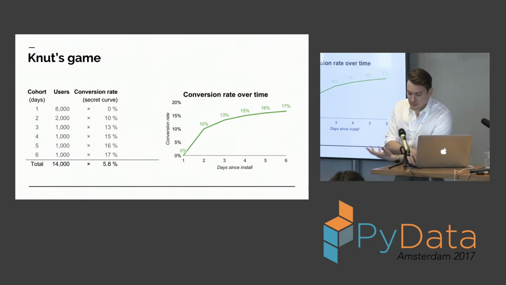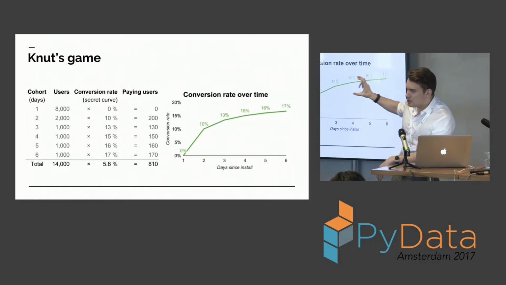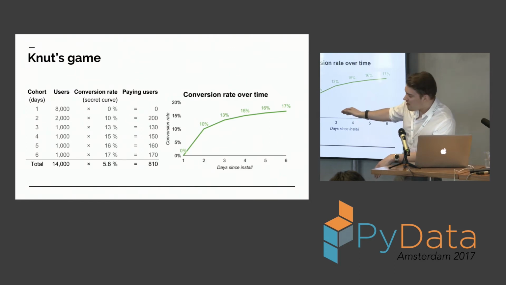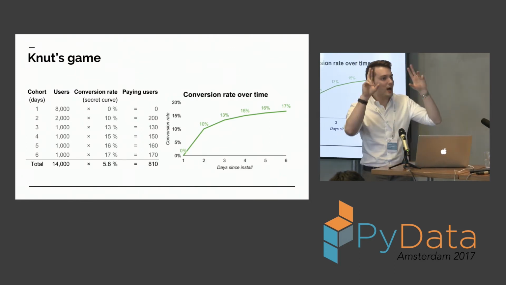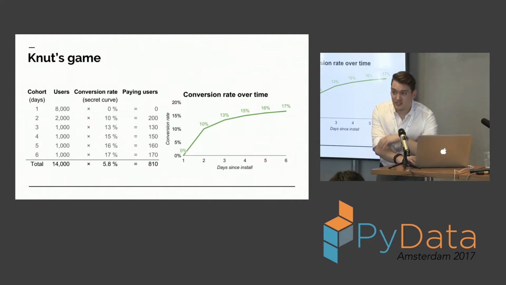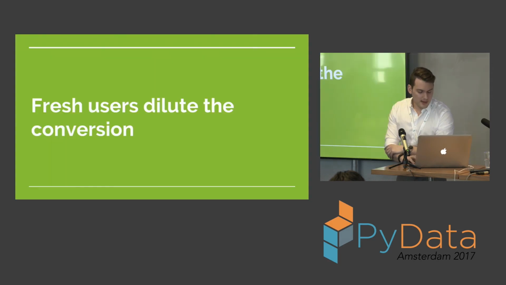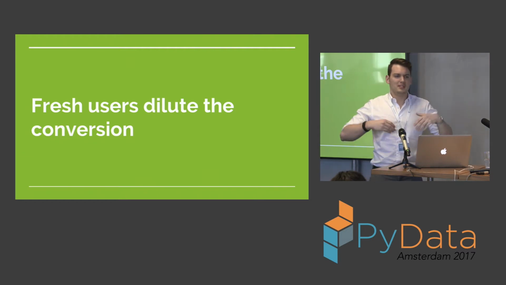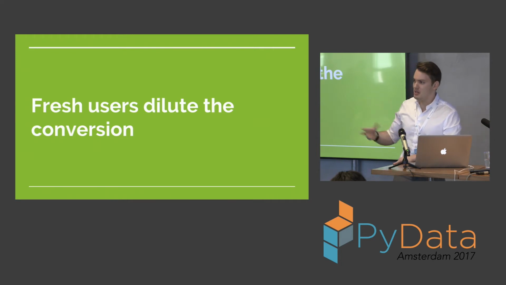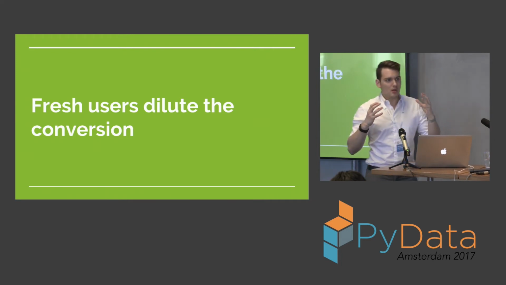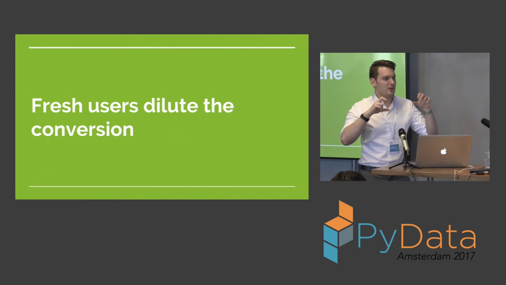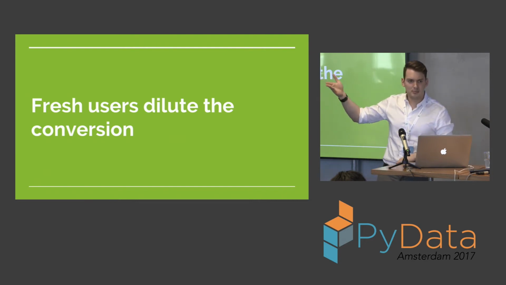If we do a simple multiplication, we can see the breakdown of the paying users in Knut's game. And it's pretty obvious from this point that the 5.8% conversion rate I calculated, the snapshot conversion rate, the common method of doing it, was very far from the actual potential of the game, because fresh users dilute the conversion. This is especially a problem if your company is on an exponential growth curve, where you have a lot of new people coming in and most of your user base is very recent. It's very difficult to evaluate conversion just by taking a snapshot of your database and doing the simple calculation I did earlier.